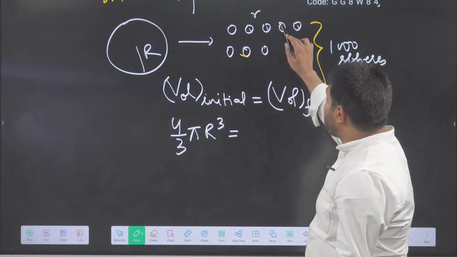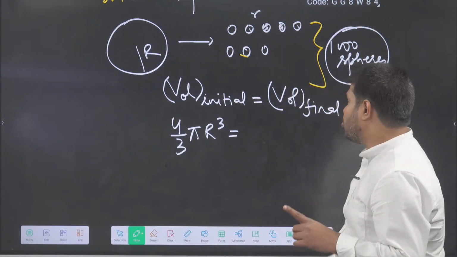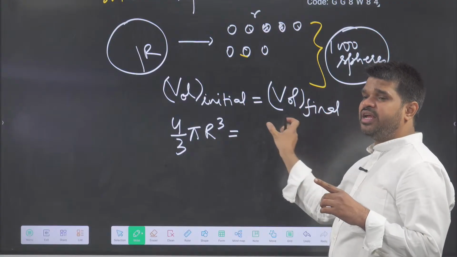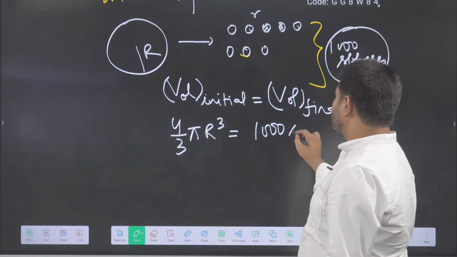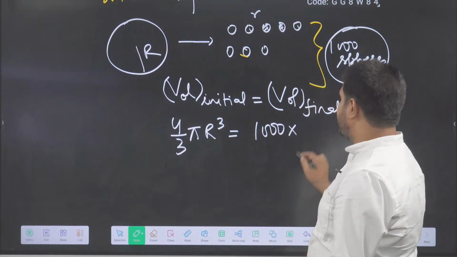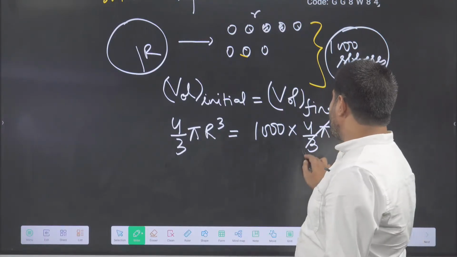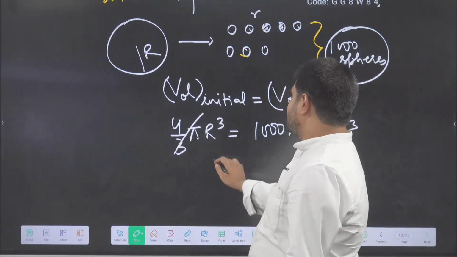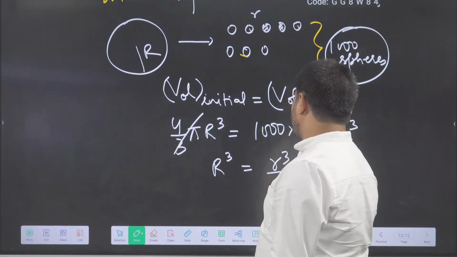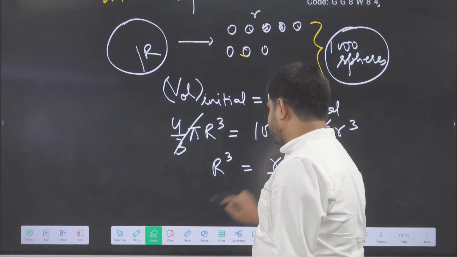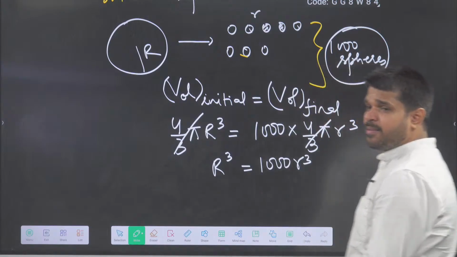Finally, there are small spheres. But how many such spheres are there? 1,000. So the volume of one small sphere into 1,000 should be the final volume. So 1,000 into the volume of a single small sphere, that is 4/3 pi small r cube. 4/3 pi got cancelled. So capital R cube becomes 1,000 into small r cube.